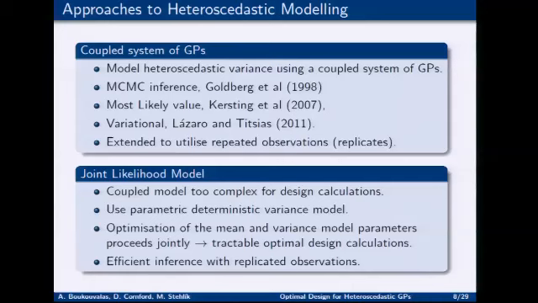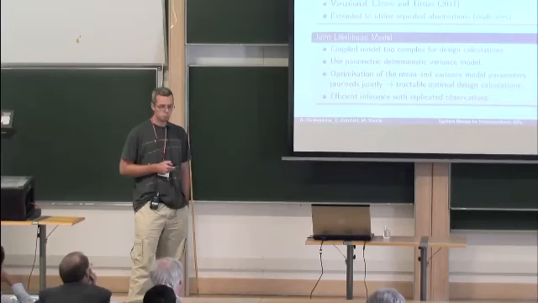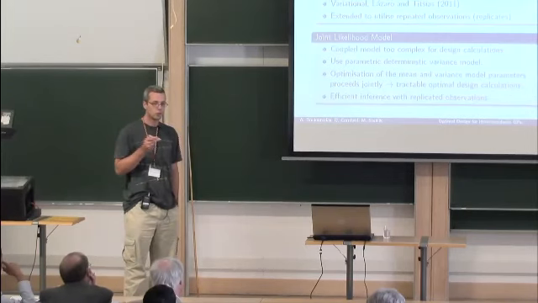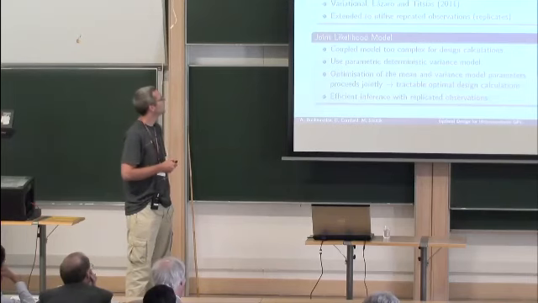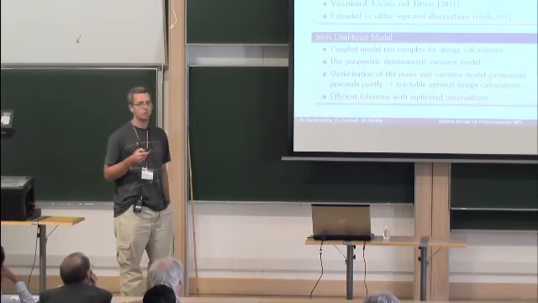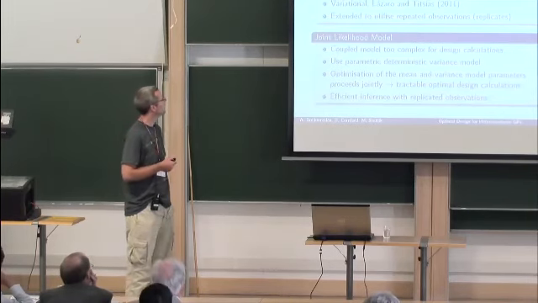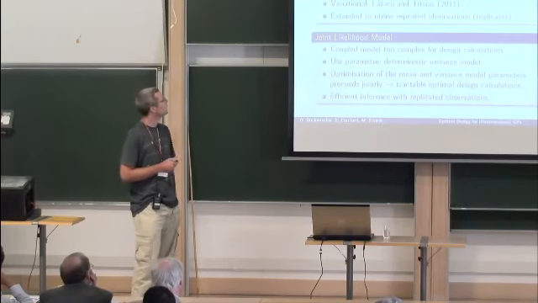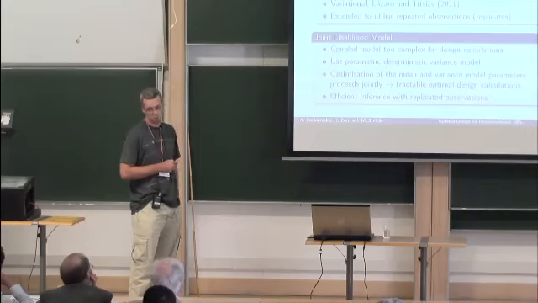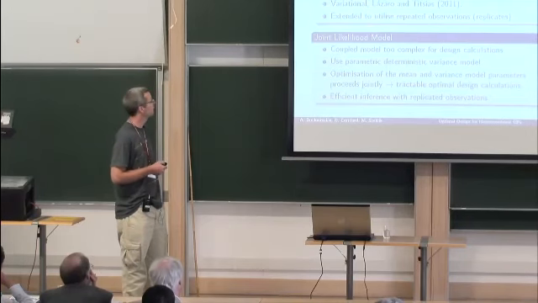So in 1998, Goldberg et al. solved the inference problem doing MCMC. This is very slow. Then Kersting and his collaborators in 2007 proposed a very crude simplification where you only use the most likely, so the mean prediction of the variance Gaussian process, and this makes things very fast, but you don't account for the extra uncertainty there. And just very recently, Lázaro-Gredilla and Titsias proposed a variational approach, which is only about 2 times more expensive than the most likely and gives you a fuller accounting of the uncertainty.